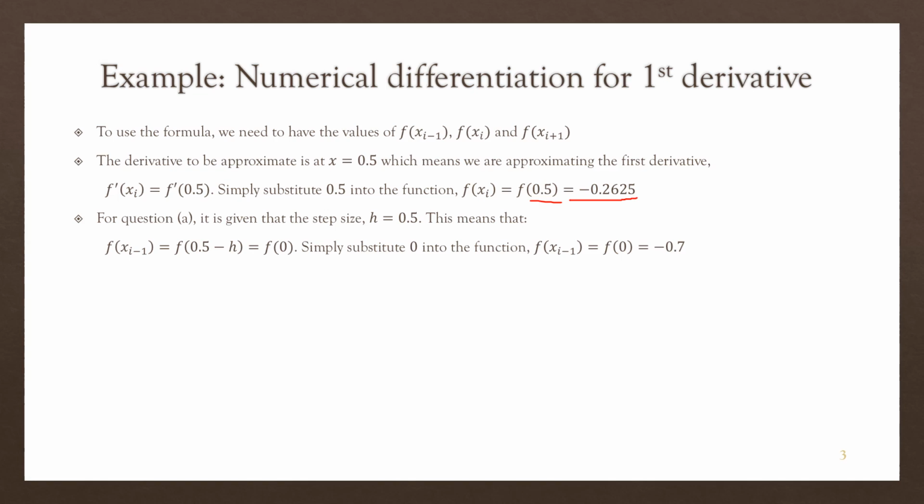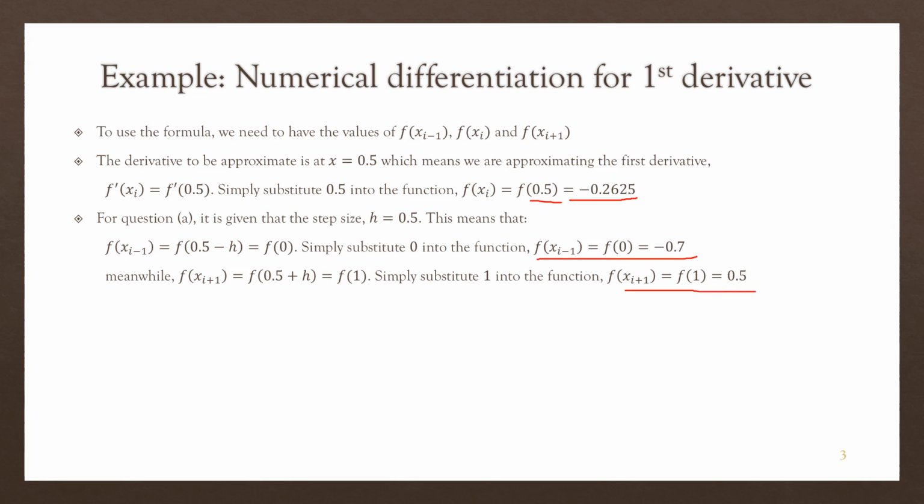So the value of the function at x equal to 0 is minus 0.7. And the value of the function at x equal to 1, or f1, is equal to 0.5. So we need these three values, the negative 0.2625, negative 0.7, and 0.5, in order to calculate the value of the first derivative using these three methods.